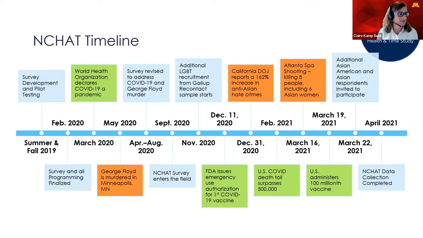So we did a pretty extensive revision. Also, since I had just moved to Minneapolis and we had a racial reckoning in the United States with the murder of George Floyd, we also added some questions to address George Floyd's murder, and that happened in April through August. NCHAT entered the field in September of 2020. Also, I'll mention that Gallup was already collecting some questions about COVID, and so were a lot of other folks during this time. So we didn't have to do quite as much pilot testing with the revised survey because we were able to tap into some of the things other folks were already doing.